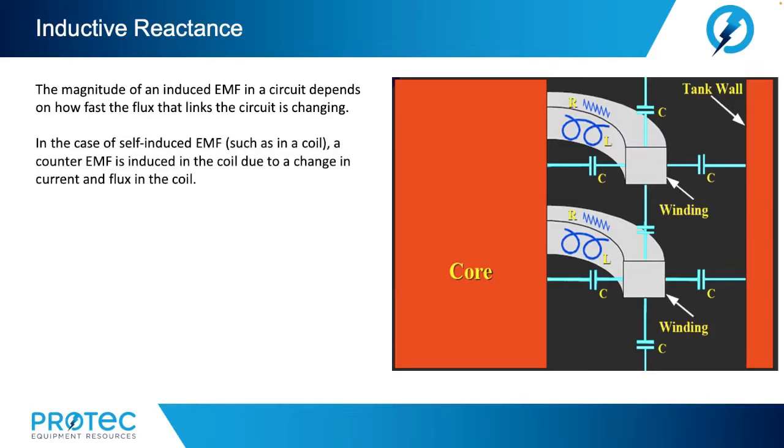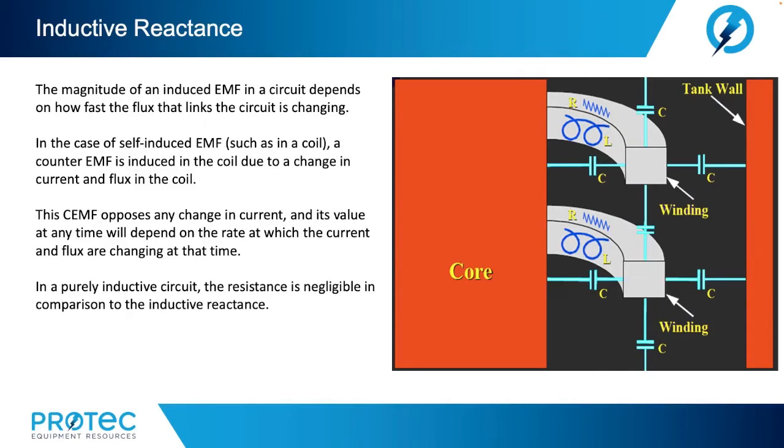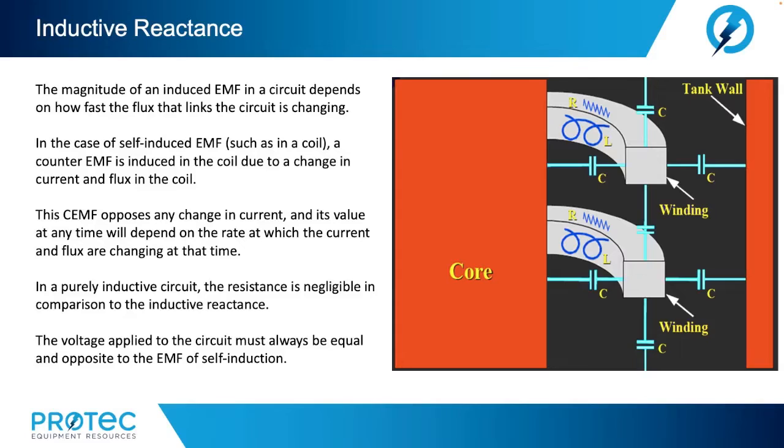In the case of self-induced EMF, such as in a coil, a counter EMF is induced in the coil due to a change in current and flux in the coil. This counter EMF opposes any change in current, and its value at any time will depend on the rate at which the current and flux are changing at that time. In a purely inductive circuit, the resistance is negligible in comparison to the inductive reactance. The voltage applied to the circuit must always be equal and opposite to the EMF of self-induction.